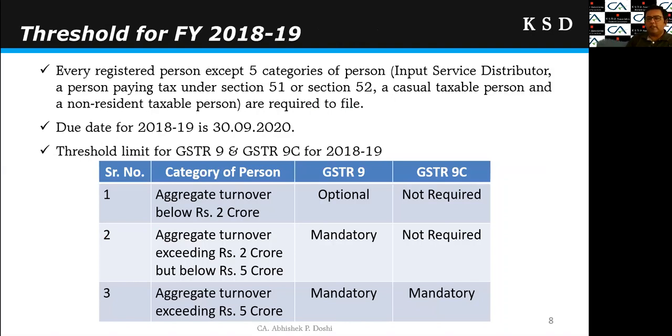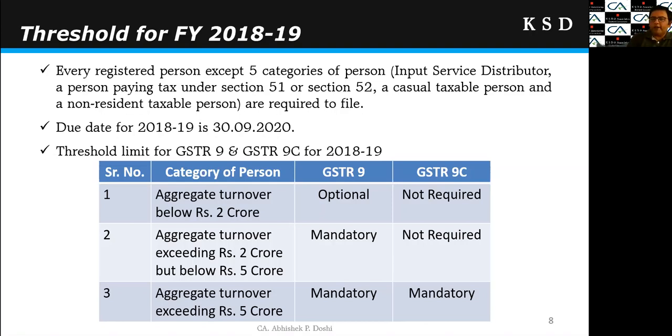Right? Then let's see what the threshold is for FY 18-19. As we all know, there are many relaxations for FY 18-19, and therefore it is important to understand the threshold. Every registered person except 5 categories of persons is required to file. Which are these 5 categories? ISD, person paying tax under section 51 or 52, that is TDS or TCS, casual taxable person, and a non-resident taxable person. Except these 5 categories, all persons are required to file the GSTR 9 annual return.